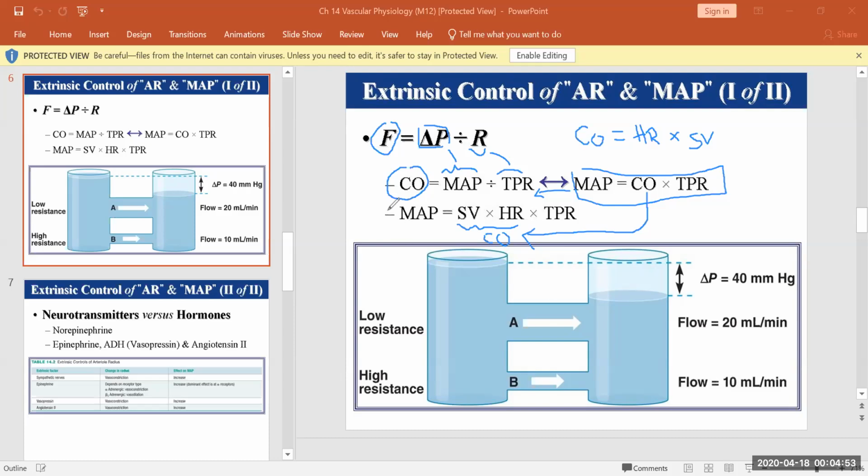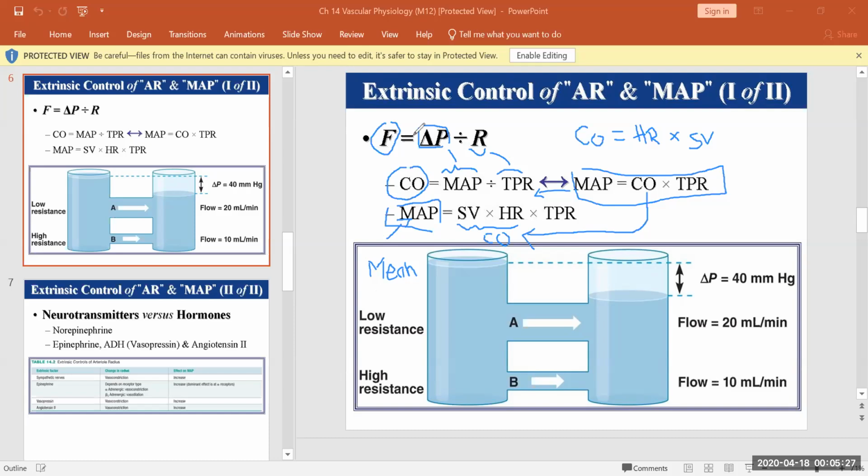So MAP is the driving force pushing blood through our vascular bed. There you go, right? MAP. Mean arterial pressure. Okay? Mean, like the average arterial pressure.